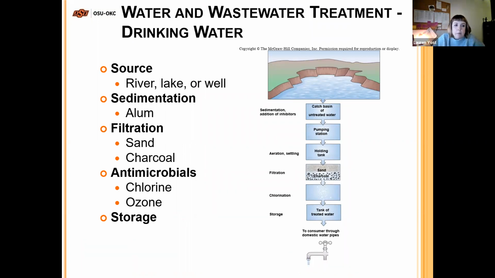Wastewater treatment, drinking water. Like we said, the source comes from rivers, lakes, or wells. We want to get the big sedimentation out. We'll filter through alum. Doesn't matter what it is. Big filtration, little filtration, and settling. And then use antimicrobials like ozone and chlorine, usually a gas to bubble through it to kill everything else off, and then we can store it for use later.